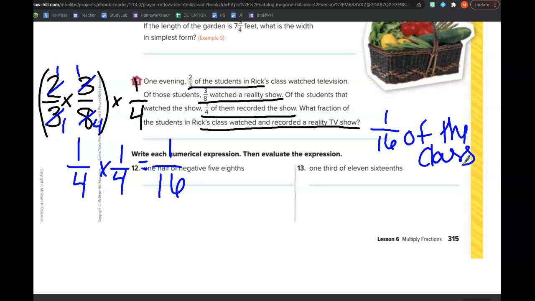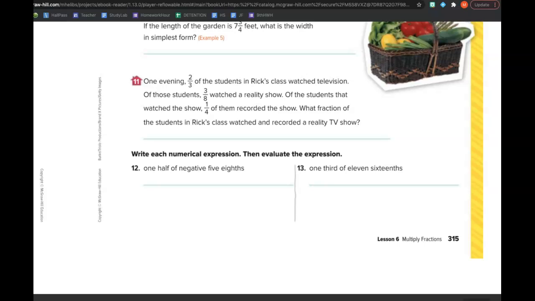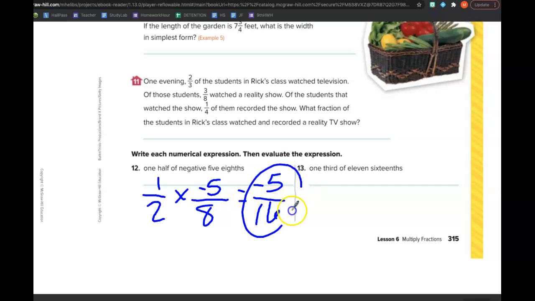Okay? The other one I wanted to do is number 12. So they gave you words, and you have to write the fractions. Damien, read number 12 for me. 1/2 of negative 5/8. How do you write 1/2? 1 over 2. Of means multiply. How do you write negative 5/8? Negative 5 over 8. Can I reduce anywhere? No. Okay, so I multiply straight across. What do I get? Negative 5 over 16. And that's your answer. Just make sure you know how to do it. Questions? That one's done.